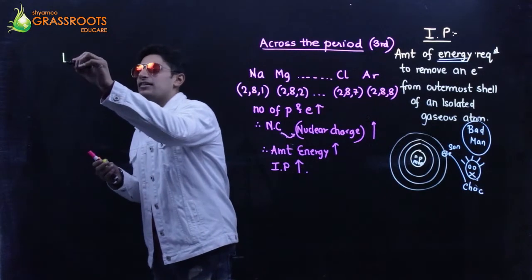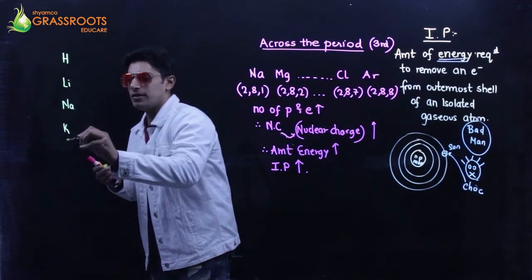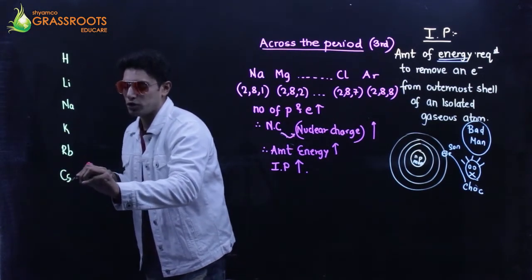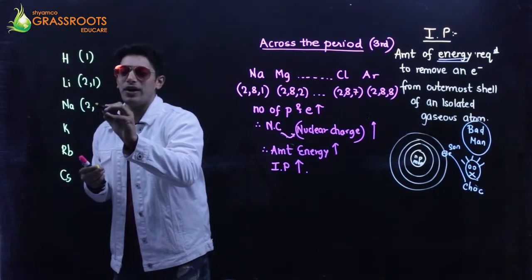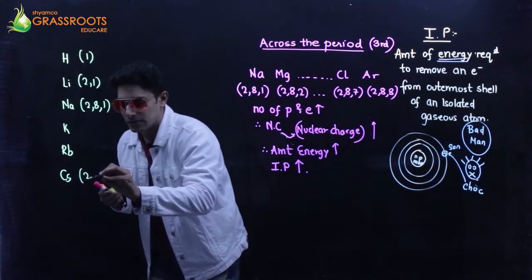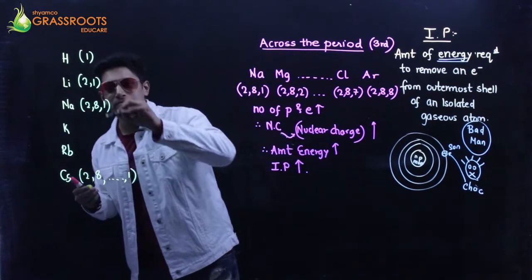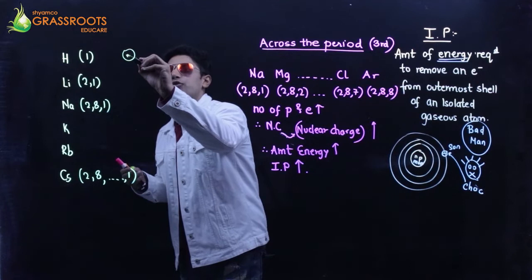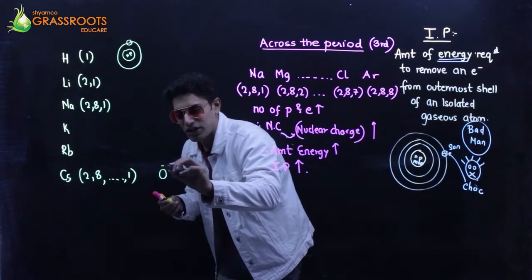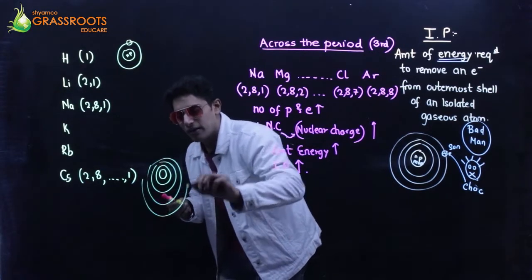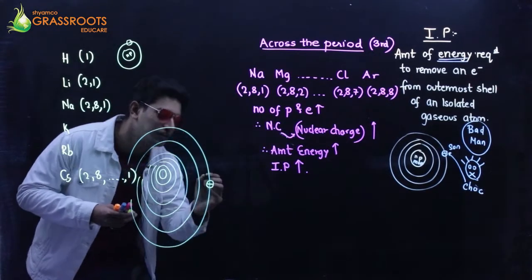Okay, let's study down the group. Down the group, again, hydrogen, lithium, sodium, potassium, rubidium, cesium. Francium I'm not talking about, please, come on. This is 1, this is 2, this is 281, it goes on. Now, answer my simple question. In all of them, if I draw a simple shell, neutron, proton, hydrogen has 1 electron in the outermost shell, cesium has 6 shells, 1, 2, 3, 4, 5 and 6. Alright, 1 electron in the outermost shell.